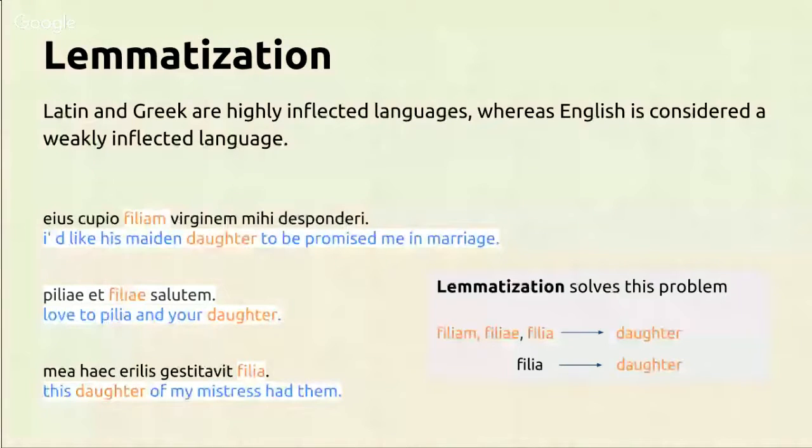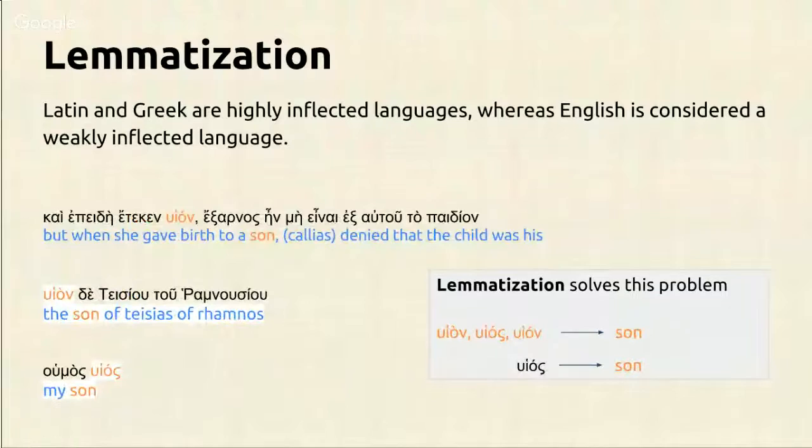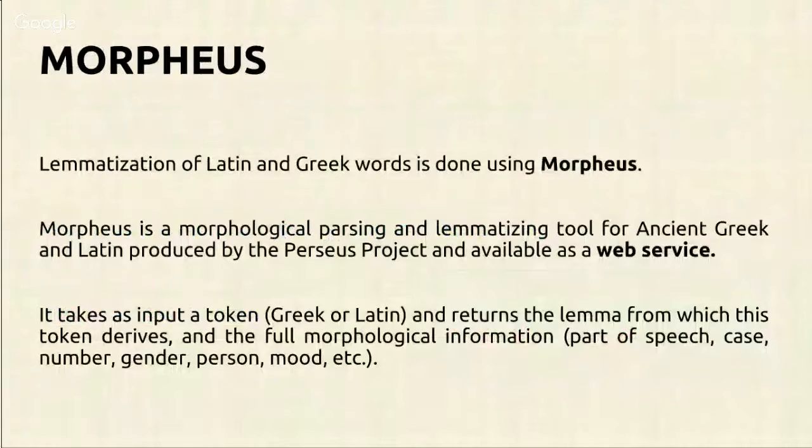Yeah, as you can see in this image, we take the lemma, filia, which is aligned to daughter. The next one. And here is the same with the Greek. We have three different examples. Three words are aligned to the same word, son, in English, so we can replace these words with the lemma.